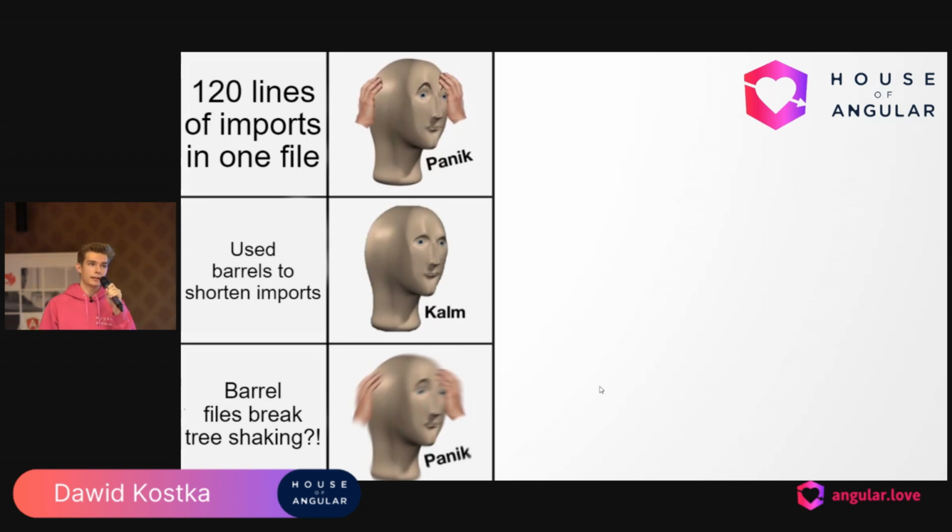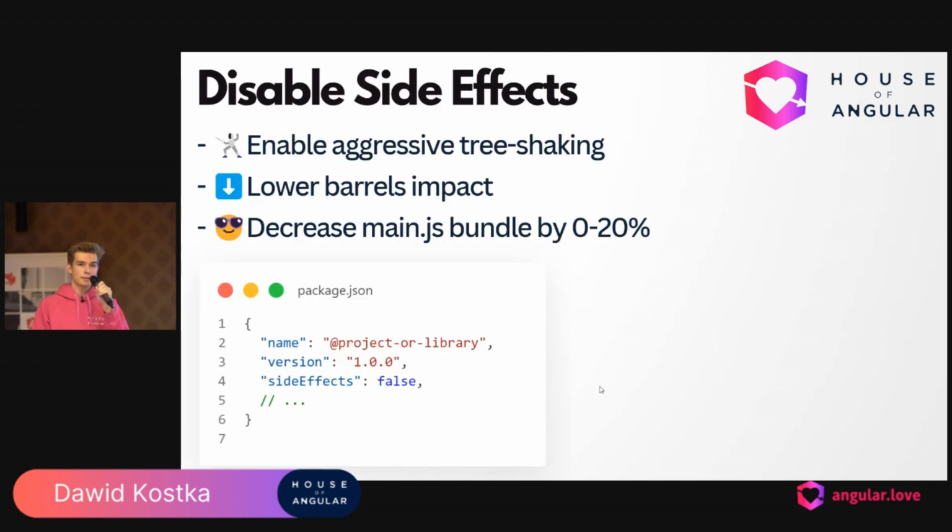So luckily, there's a solution to this problem. And believe it or not, this one is as simple as adding the sideEffects false property into our package.json. This tiny little setting enables more aggressive tree shaking in our applications, which can directly lower the impact of the barrel files in our application. Note that after introducing this setting in my project, we managed to reduce our initial bundle size by up to 18%, which in my opinion is a really big number.